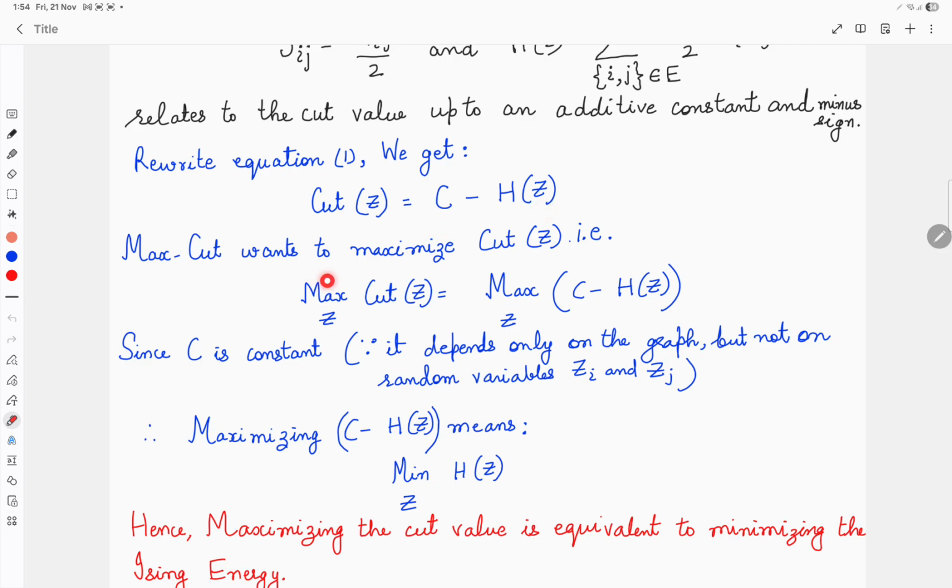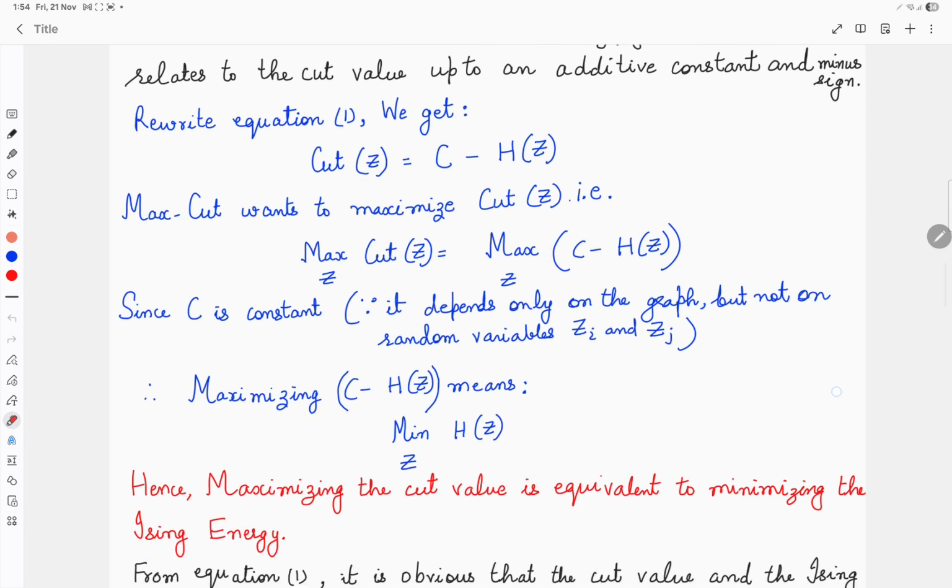So MaxCut wants to maximize cut Z. Maximizing cut Z means maximizing this term C minus Hz. So that's what is written. Since C is constant, why is C constant? I have just explained it, but let's see exactly what is the reason. Because it depends only on the graph, but not on the random variables Zi or Zj. So therefore, C is a constant term.